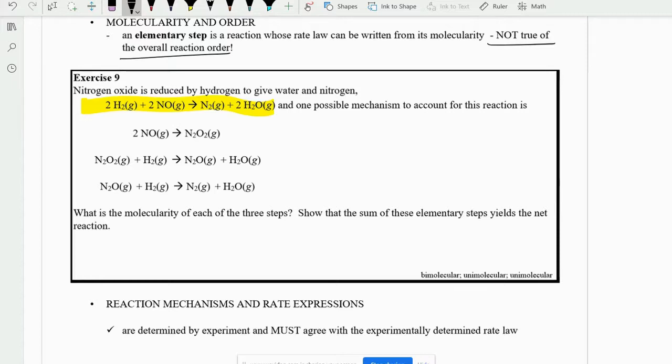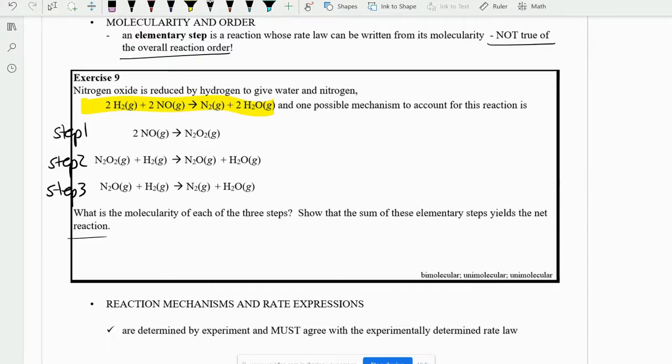And I think one thing that might help here is if we just say, reaction 1 or step 1, reaction 2. I'm just titling this in my notes, and if you have your notes, you should as well. So it looks like this reaction is occurring in 3 steps, or 3 parts, if you will. And what it wants us to do is determine the molecularity of each step. We need to show that the sum of these elementary steps yields the net reaction.